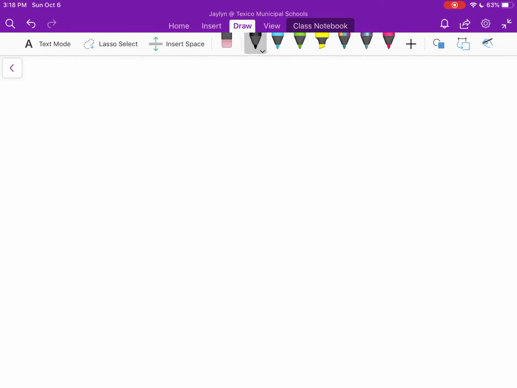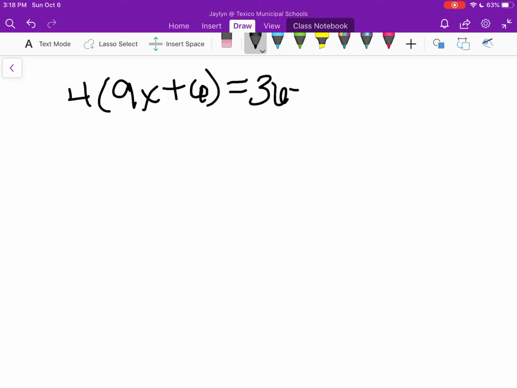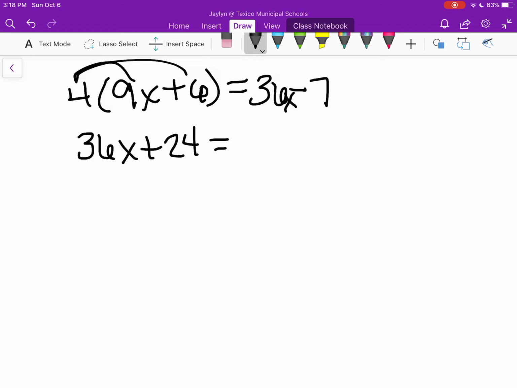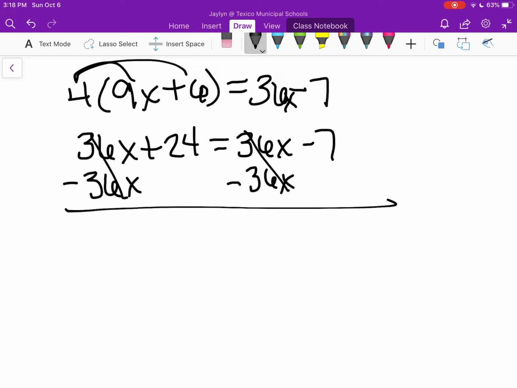Okay, and then lastly, we're going to look at an example where there is no solution. So I have 4 times 9x plus 6, equals 36x minus 7. So distribute here, and I get 36x plus 24, this had an x, guys, sorry, equals 36x minus 7. Okay, if I subtract my variable term from both sides, what do you notice? That's right, they're going to cancel. And I'm left with 24 equals negative 7.